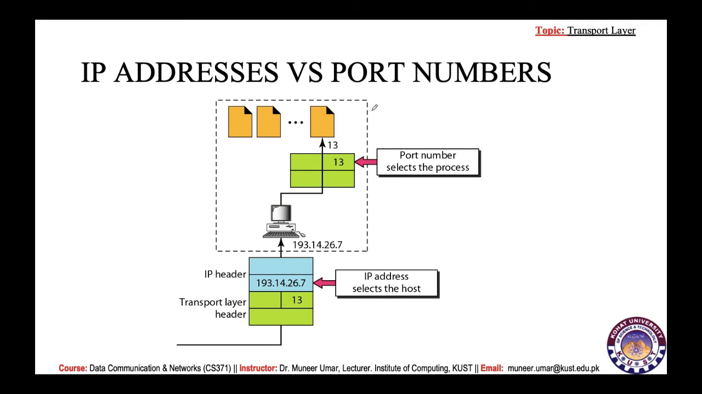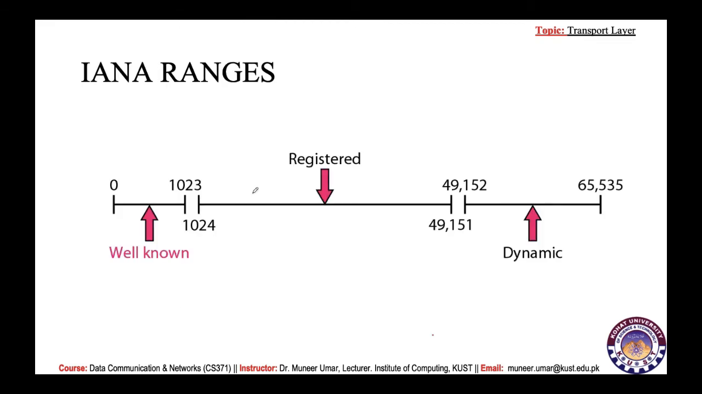The IP addresses and port numbers are both used for identification. The IP header keeps the source and destination IP addresses. These are used to identify the systems or hosts in a network, so one would be the source host and the other the destination host. The transport layer uses the port numbers to identify the source process and the destination process on these source and destination hosts. Then we have IANA.